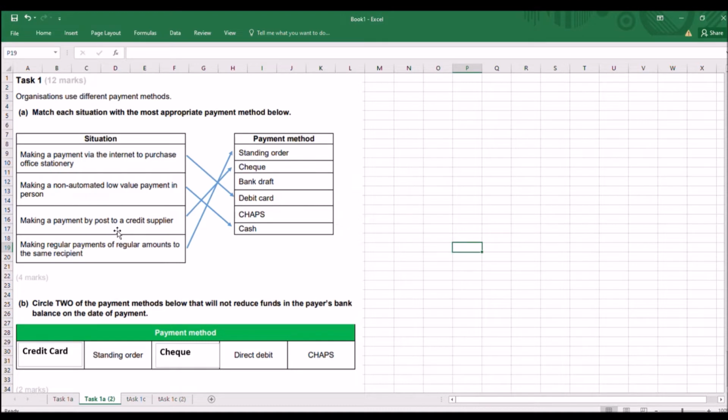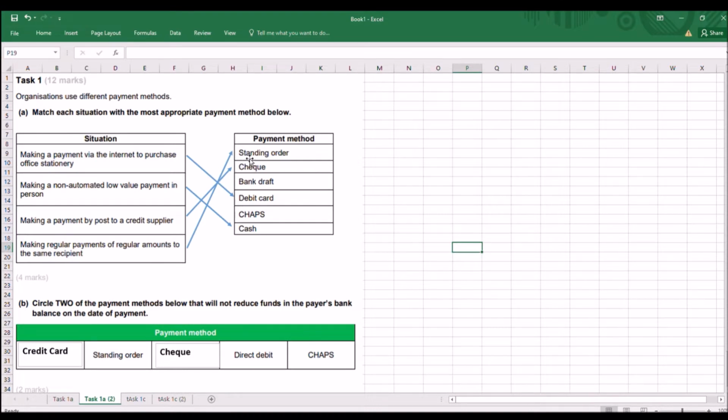Make a payment by post to a credit supplier. We're not going to send any cash across by post because that could get lost or stolen in the post. The options are standing order, bank draft, debit card and check, and the only one that could be sent by post is a check. Anything you could stuff in an envelope, so check or cash here, and it would be inappropriate to send cash through the post.